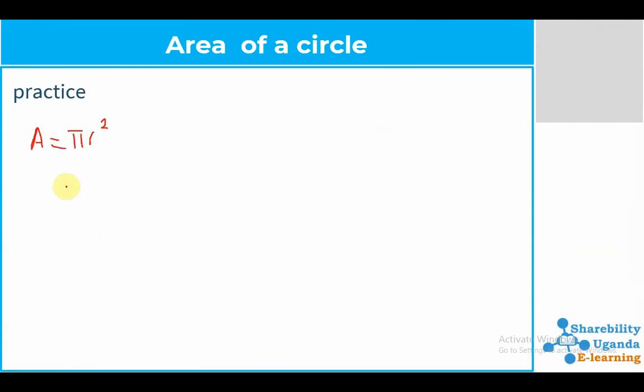Let me have a drawing of our circle here after stating the area. This is our circle. We have a center, and from the center we have our radius, which is 3 centimeters. When this is our circle, we can find the area of a circle, because we have the radius, and we know that pi is a number which is approximately 3.14.